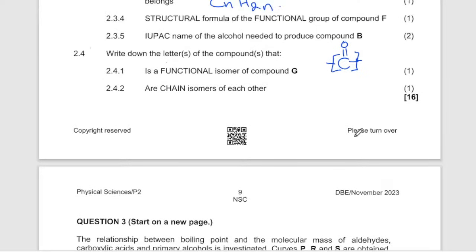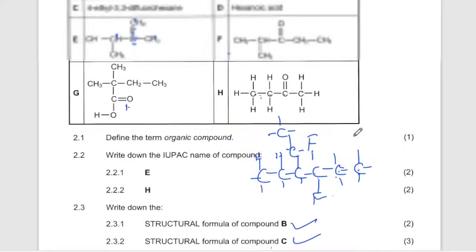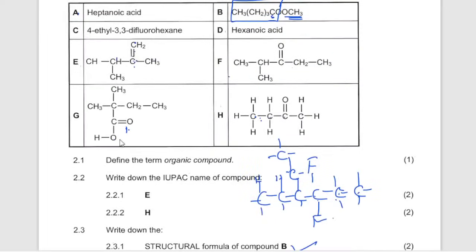They are saying write down the letters of the compound that is a functional isomer of compound G. So now we go back to compound G. G is a carboxylic acid. They are saying functional isomer. If it comes to functional isomer, then it means that they want an ester. So you have to look for the ester, but it must have the same number of carbon atoms. So the only ester we have here is this. But we have to find out if they have the same number.